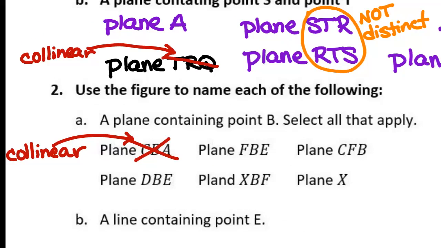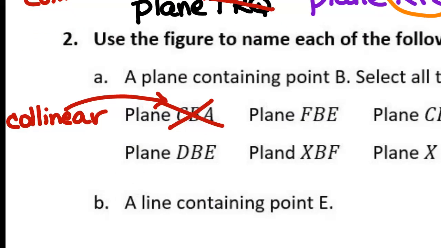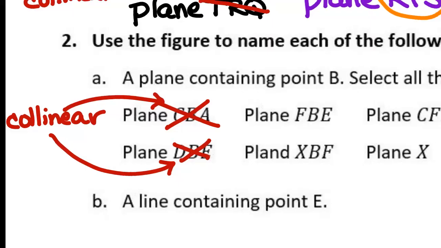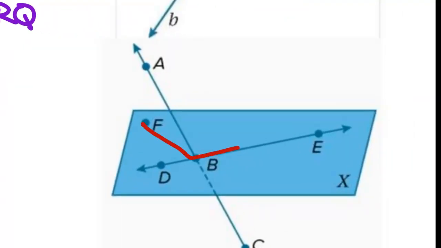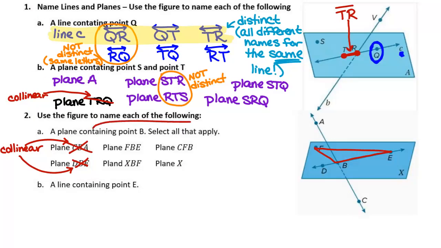Let's look at the one right below it, DBE. Could we call this plane DBE? Why not? Can't draw a triangle, all on a line together. Those are also collinear. What about plane FBE? Yes. I can draw a triangle from F to B over to E, and it's all on the same flat surface. Nobody is above, nobody is below. So that one will work.